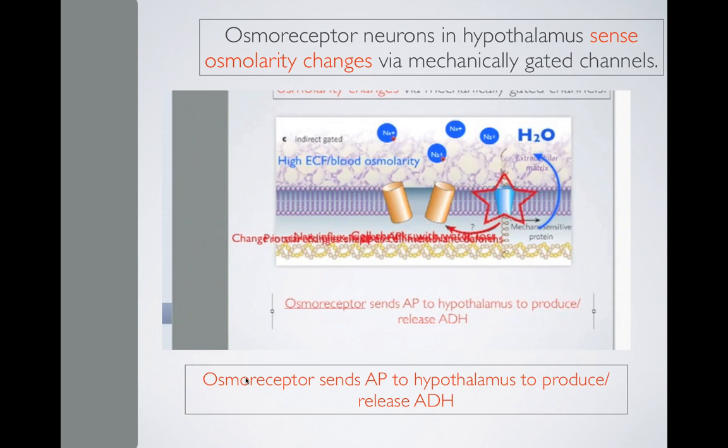And so when they're firing like crazy, these osmoreceptors send an action potential to the hypothalamus to stimulate the production or the release of ADH.